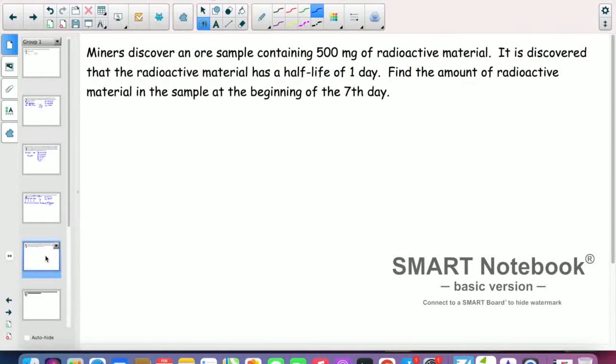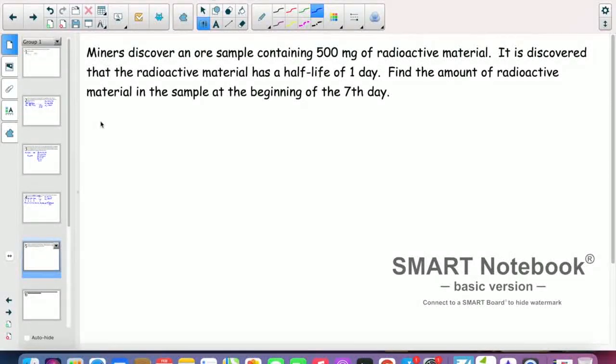Miners discover an ore sample containing 500 milligrams of radioactive material. It is discovered that the radioactive material has a half-life of 1 day. Find the amount of radioactive material in the sample at the beginning of the 7th day.